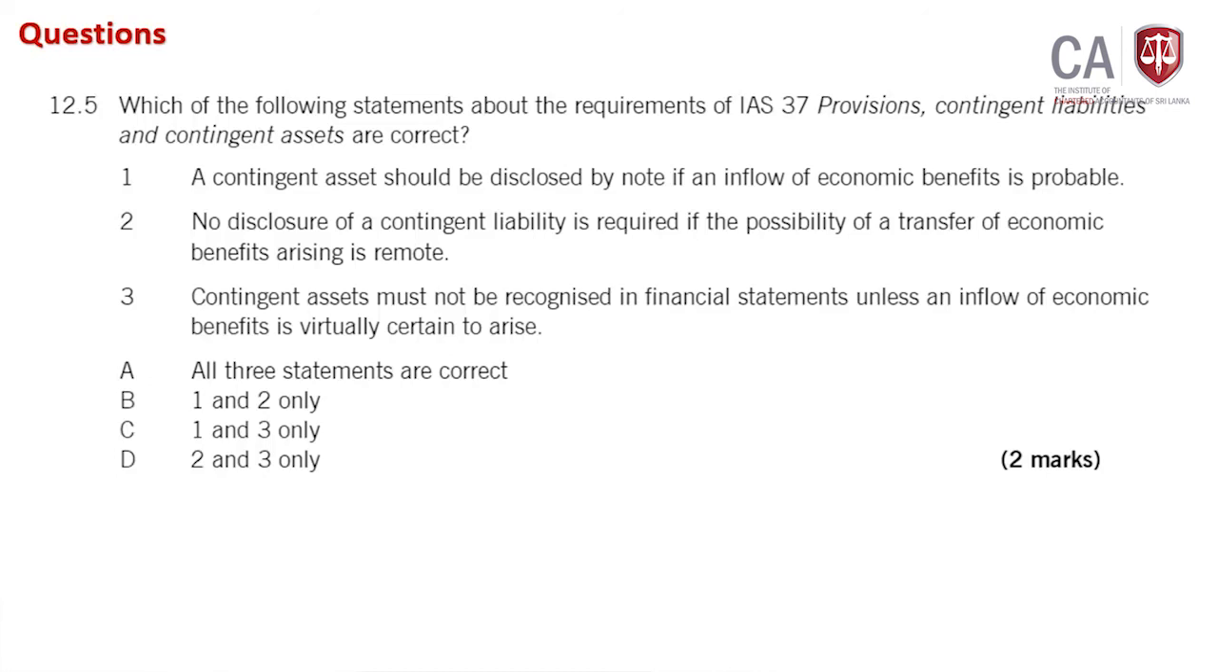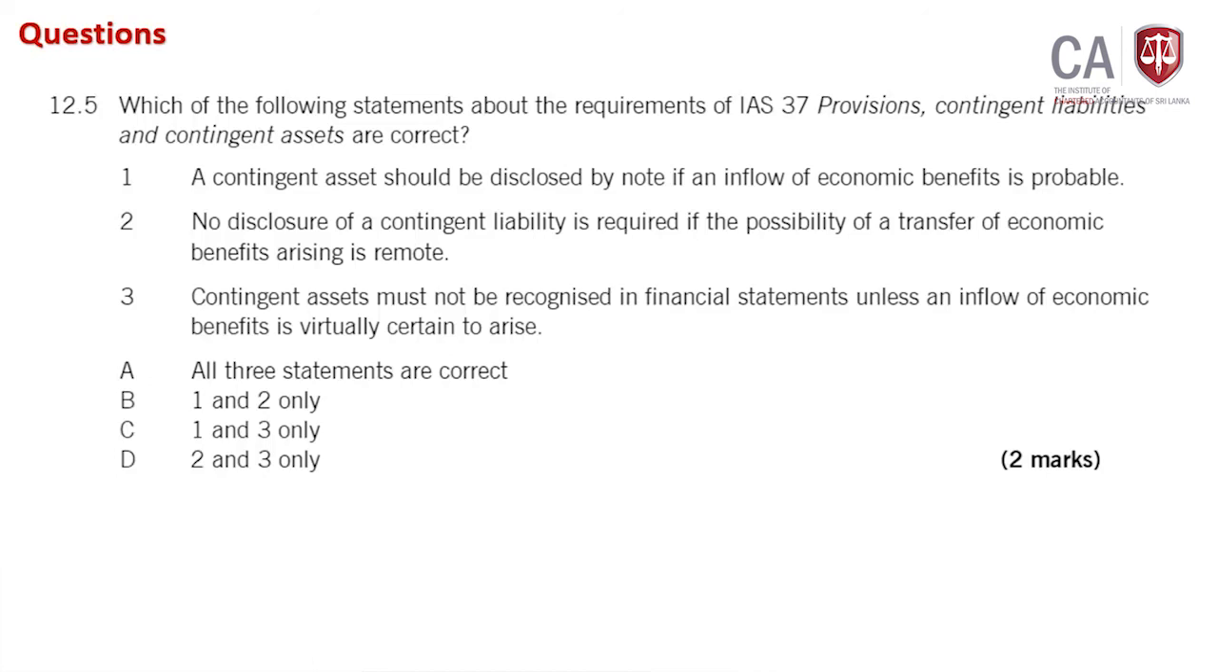Second one is also correct. The important word is what? No disclosure of contingent liability is required if the possibility of transfer of economic benefits is remote. Third one: contingent assets must be recognized in the financial statements unless the economic benefits are virtually certain. The very important word is virtually certain. If it is virtually certain, the asset will be recognized. If it is not virtually certain, this statement is correct.